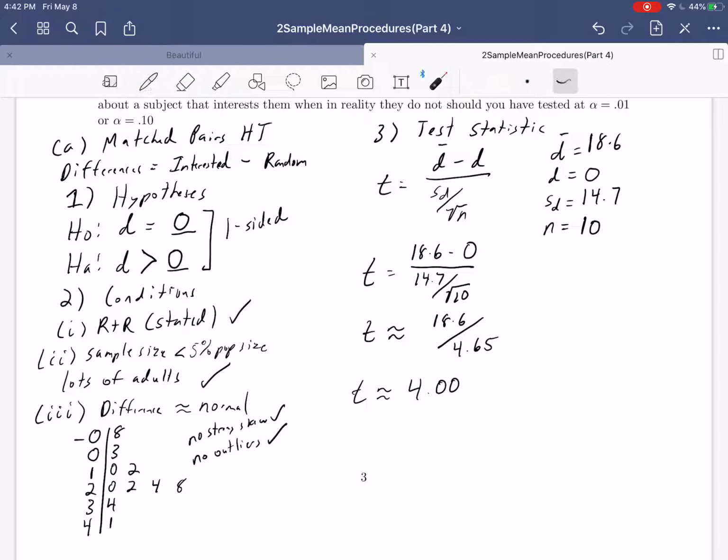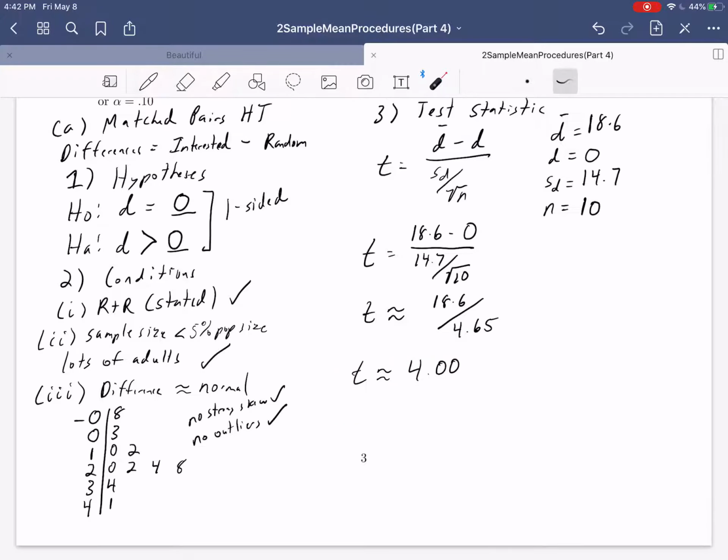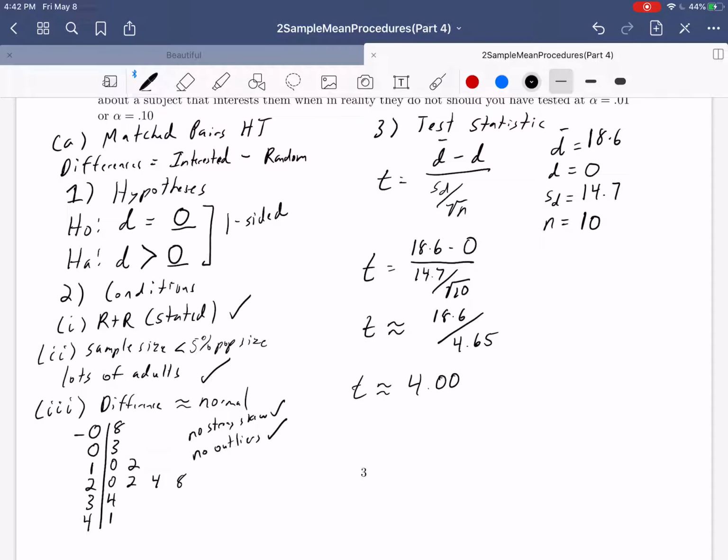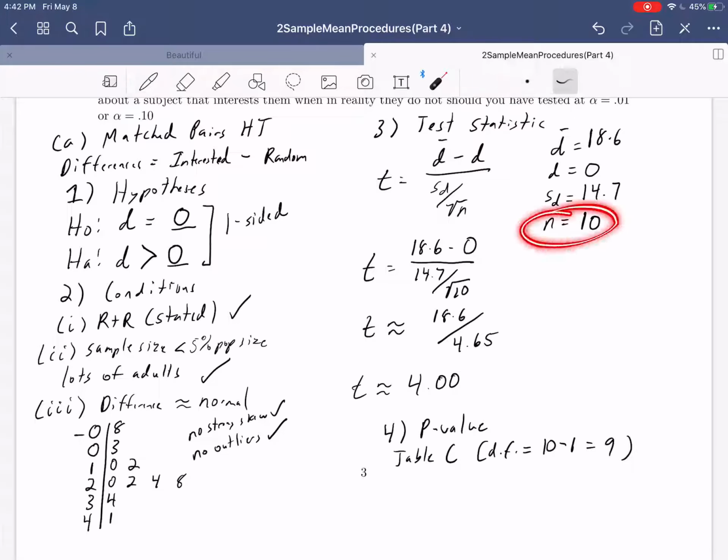Okay, so there we go. We got a t-value of about 4. Now we're ready to go ahead and grab our p-value. For our p-value here, we will need to use table C, and we'll need to know that our degrees of freedom in this case is going to be 10 minus 1, which is 9. Remember, that's because our sample size was 10. We subtract 1, giving our 9 degrees of freedom.